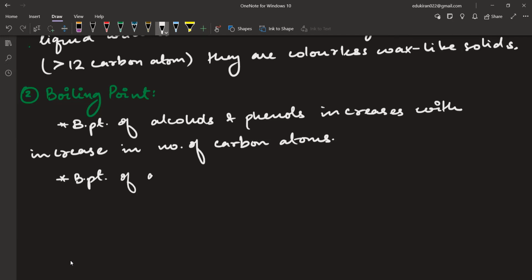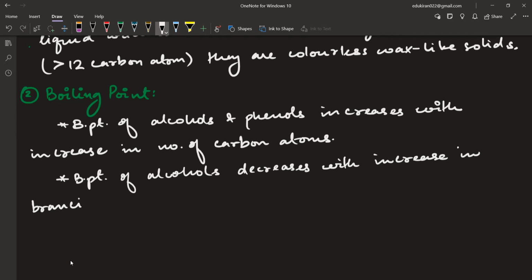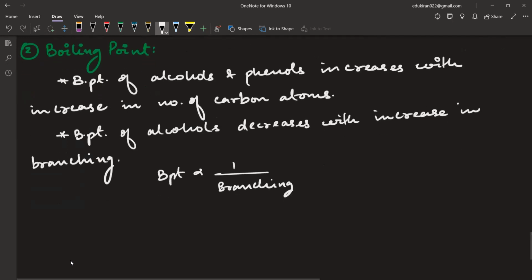Boiling point of alcohols decreases with increase in branching. Okay. So boiling point is inversely proportional to branching. That is why you will see the primary alcohols will have the highest boiling point, but you have to remember the number of carbon atoms should be the same, followed by secondary, followed by tertiary.